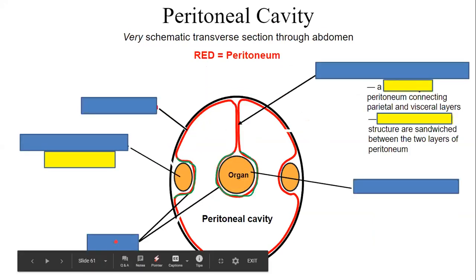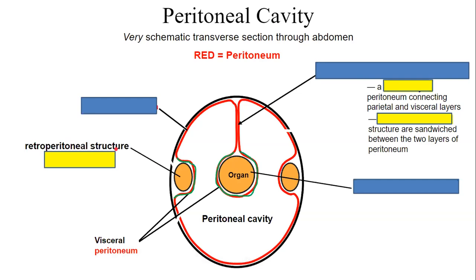Okay, we're starting down here. Visceral peritoneum. I don't know what this point is. Just a structure, okay. How about up here? Parietal peritoneum. Okay, my bad. Parietal peritoneum. Now we're coming back to it. Intra.